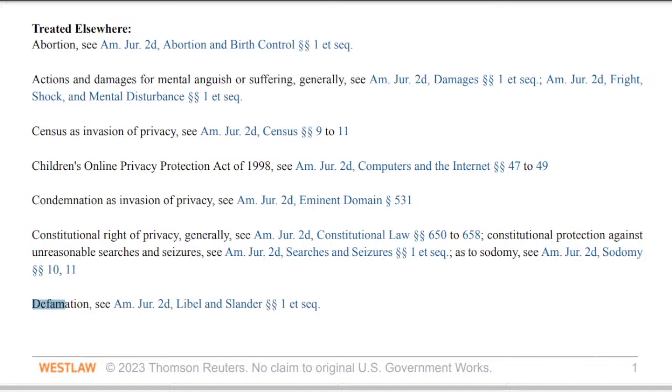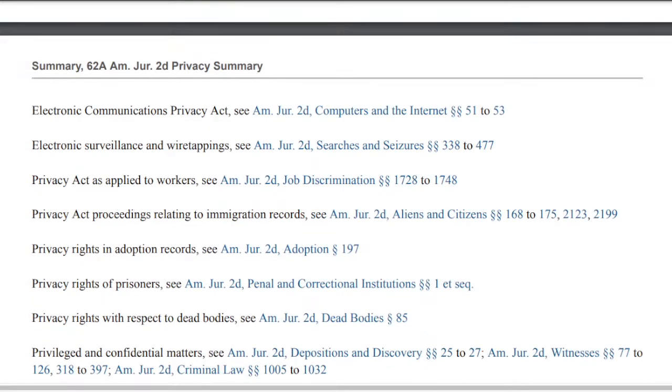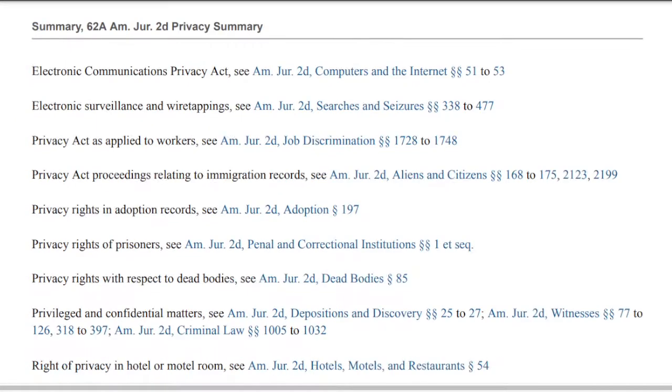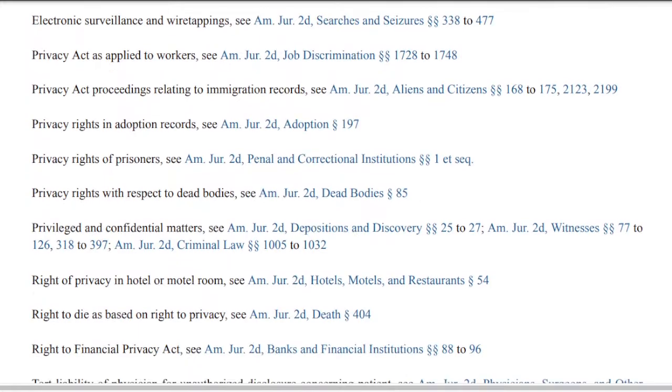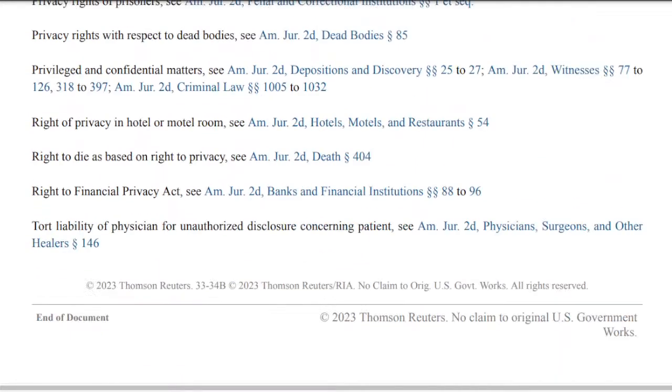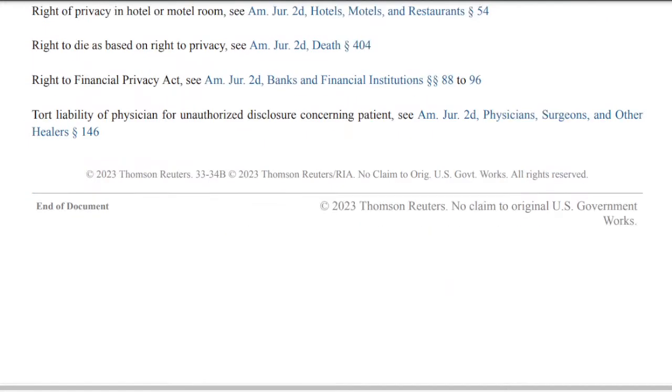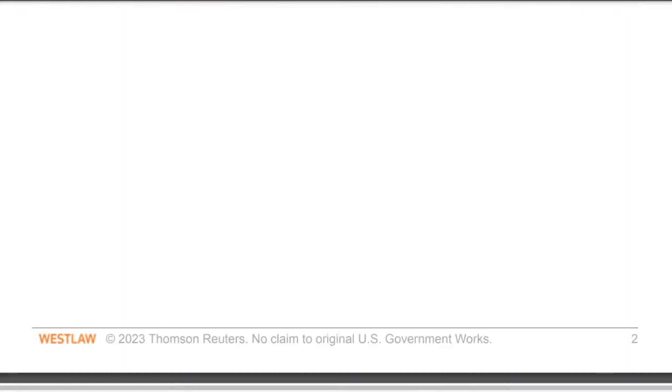All right, let's continue. So we've got here also Electronic Communications Privacy Act, wiretapping. Let's see what else here. Adoption, prisoners, dead bodies, none of this we're going to be dealing with tonight. Right to die based on right to privacy, that's under death.